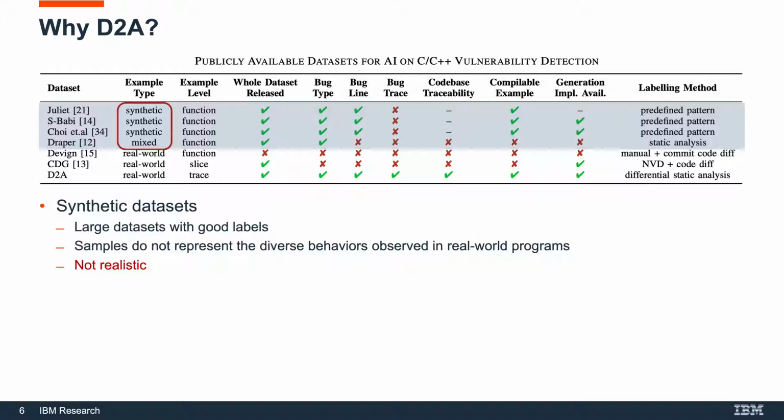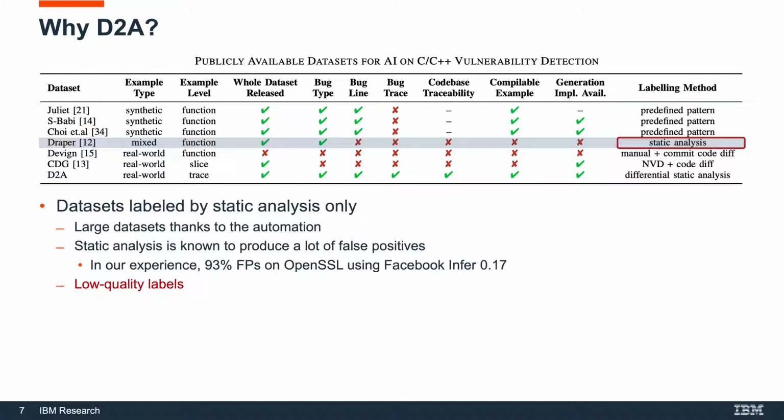Besides, most of the datasets are synthetic. They are generated based on predefined patterns. Such datasets are usually large with good labels. However, they do not represent the diverse behavior in real-world programs. Now, let's take a look at the datasets with real-world examples.